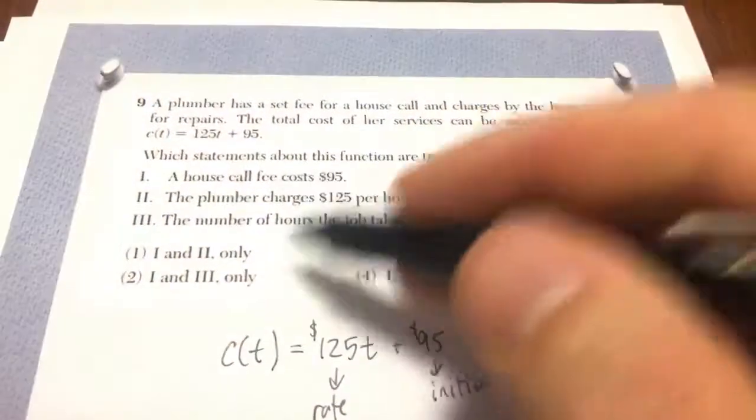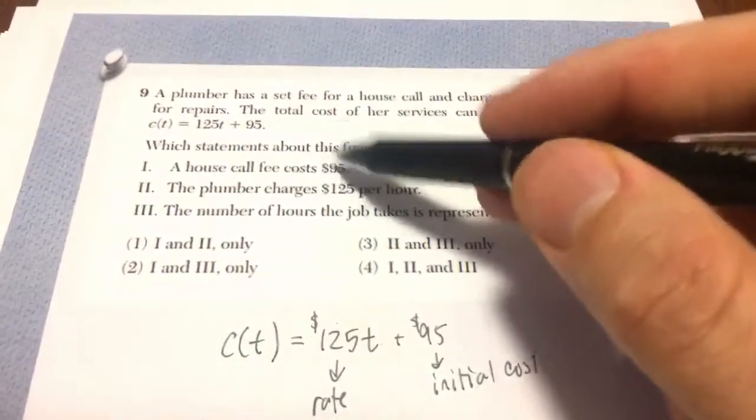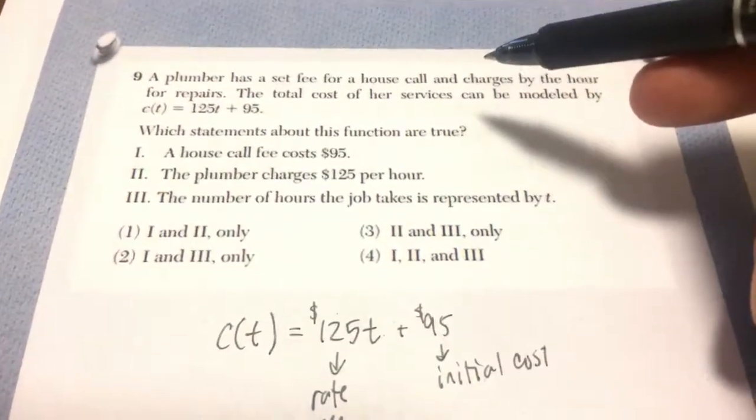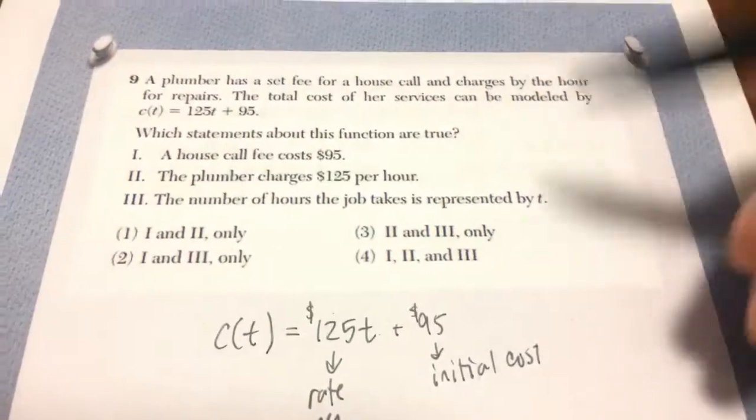So which of these three statements is true? Well, the house fee does cost $95. This is before the guy actually does any work. The plumber charges $125 per hour. And the number of hours the job takes is represented by T.